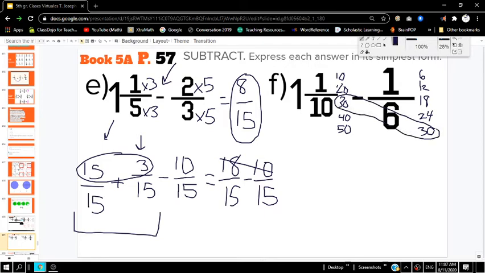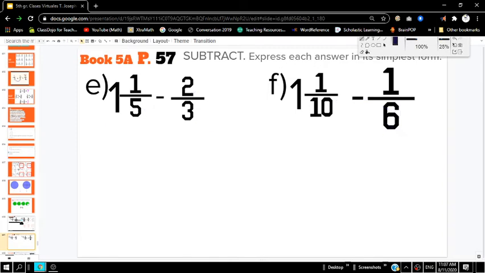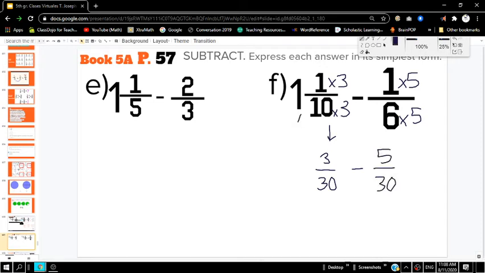So what number can I multiply 10 by to get 30? And what number can I multiply 6 by to get 30? Well, let's do that. I'm going to erase everything on the board. 10 times what number equals 30? Well, we know that that's 3. And 6 times what number equals 30? I know that that's 5. So I'm going to multiply my numerators by the same number that I multiplied my denominator by. And my new fractions are 3/30 minus 5/30. I can't forget my whole number, which is also 30ths.